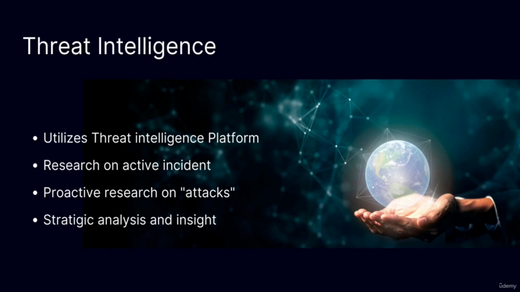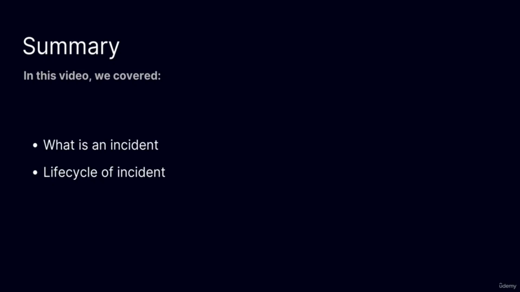So even if your system is completely secure and you haven't experienced, let's just say, any latest ransomware type of event, the threat intelligence that is working in the back end is already aware that there is some sort of ransomware going around in other environments. So it will scan your environment just to make sure that your environment is protected. And finally, it gives you a lot of strategic analysis and insight of your environment that can help you protect your environment even further. To summarize, we talked about what is an incident, and we also talked about the life cycle of an incident.